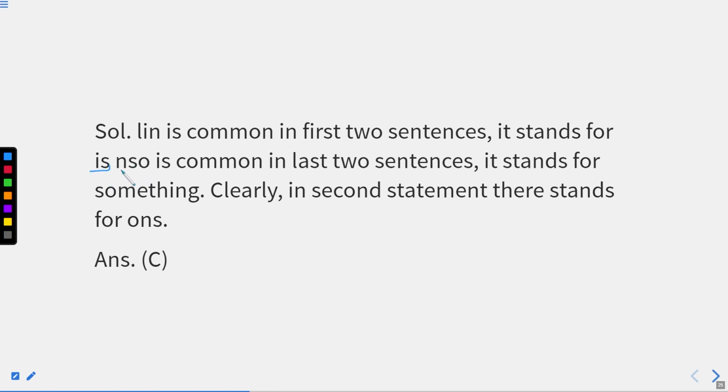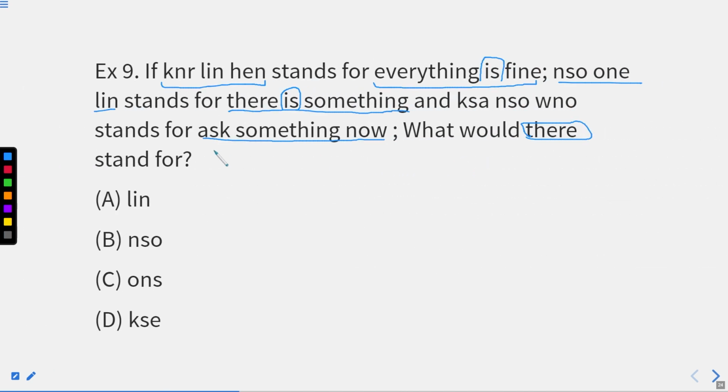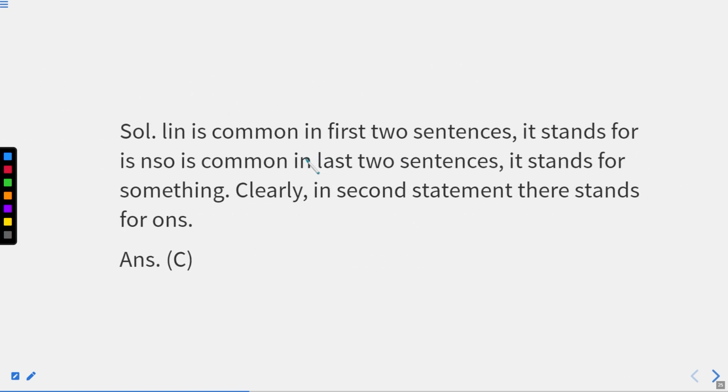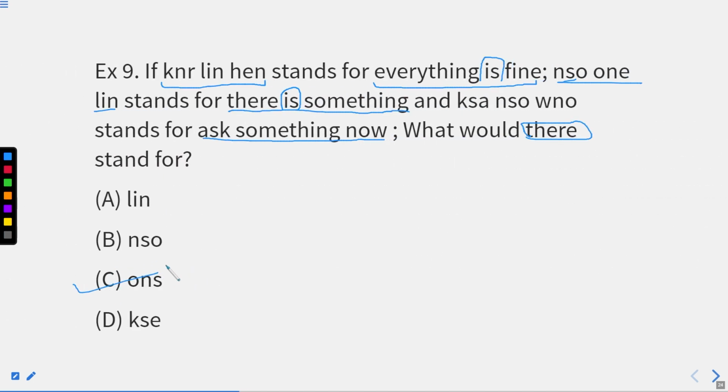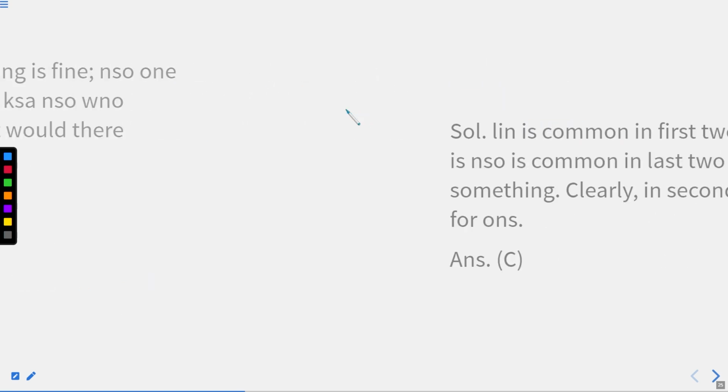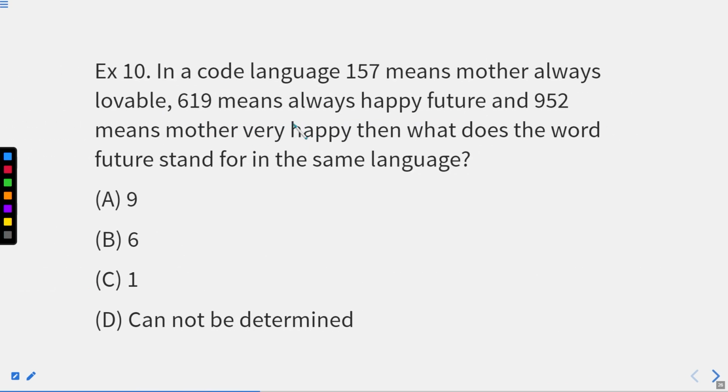Okay. This is first. NOS is common in the last two sentences that we have. That is ask something now. Here also we have NOS. Here also we have NOS, right? So it means it stands for something. NOS stands for something. So it is clearly understandable from the question that the second statement there stands for ONS. I hope this question is clear. So answer will be C. Right? We just need to find out the common values and give their name, and we'll eventually find our answer. Okay. Now move to the next question.